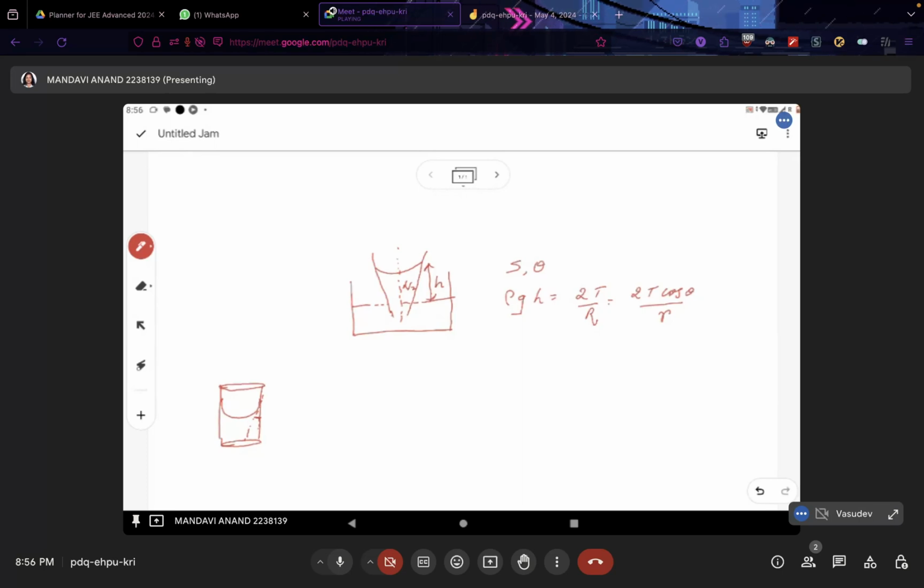How high will the water rise in each tube? What will be the height of water in each tube? Given to us is g, which is 10 meter per second square, and surface tension 7 into 10 to the power minus 2 Newton per meter. It comes straight from the one that we were discussing.